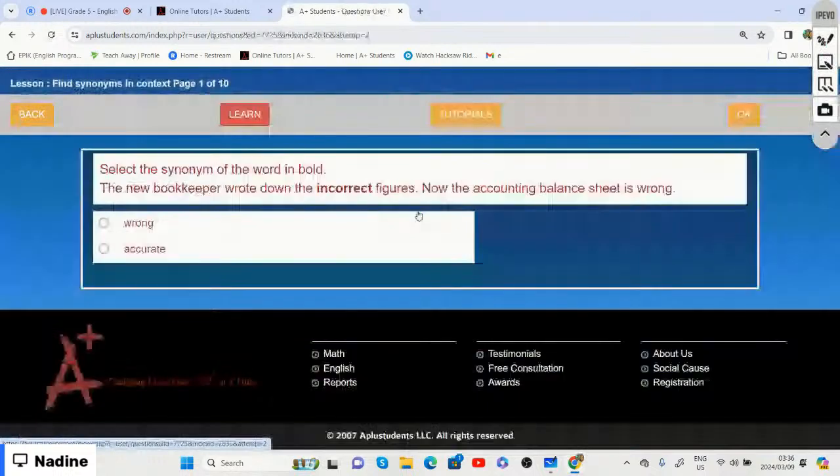All right, so now we're just going to do this little test and then we are done with our lesson. It says the new bookkeeper wrote down the incorrect figures. Now the accounting balance sheet is wrong. So another word for incorrect, we would say it is wrong. So that is correct.